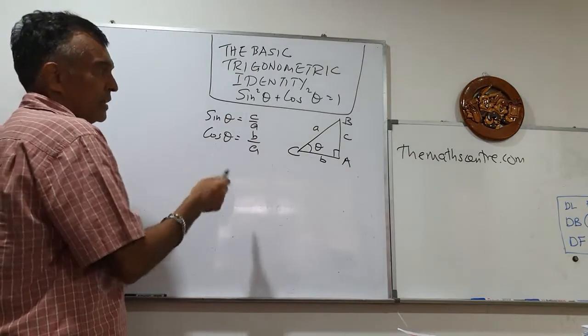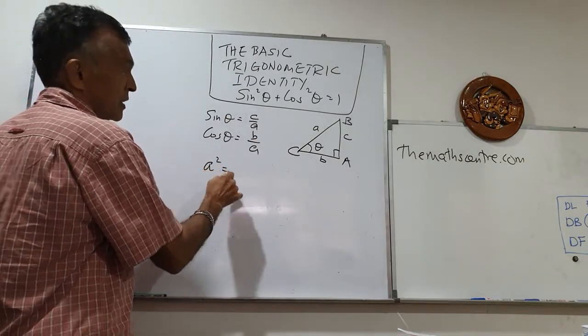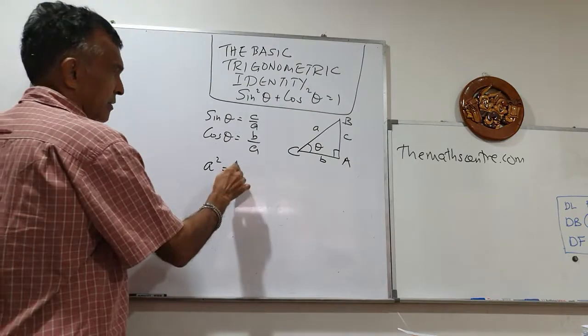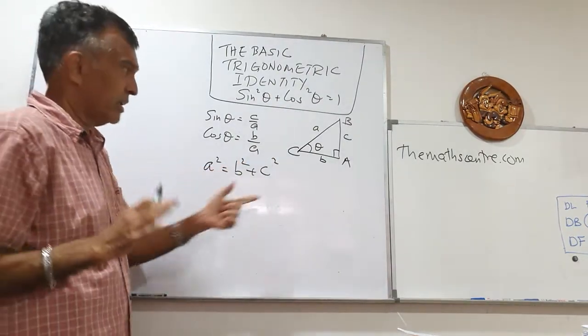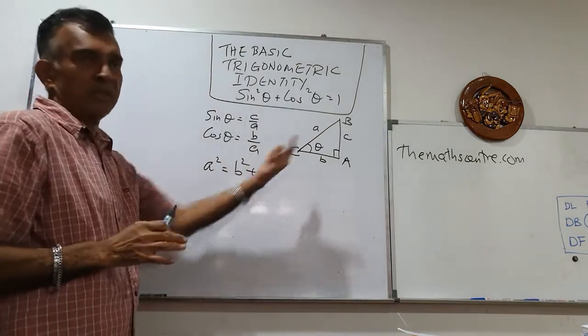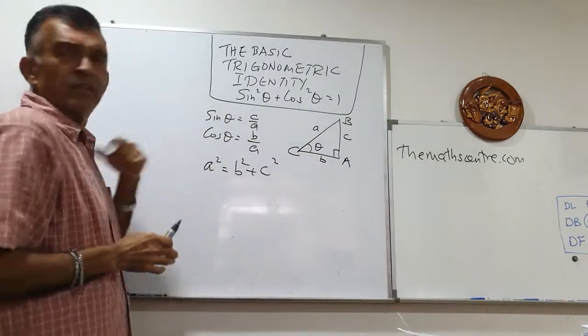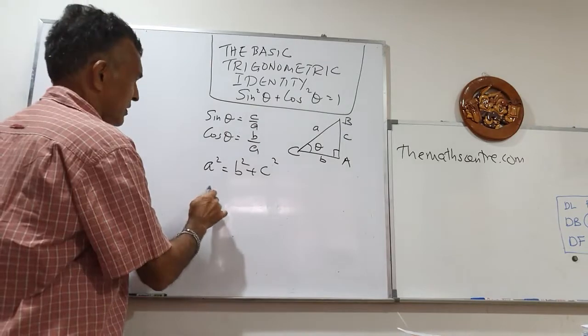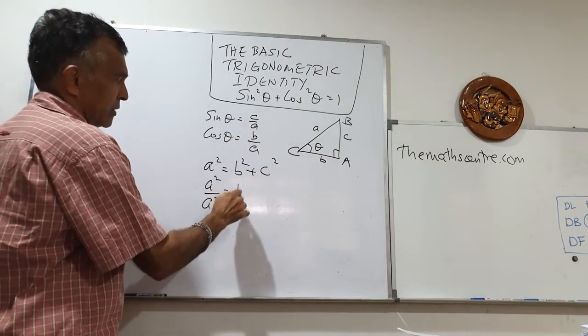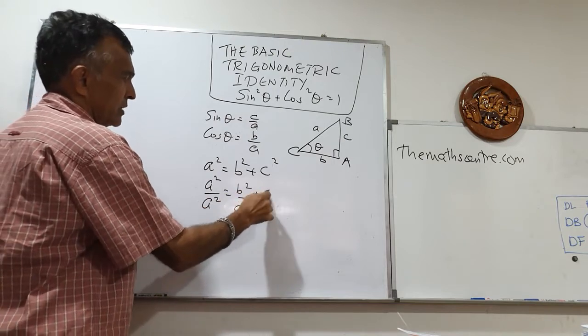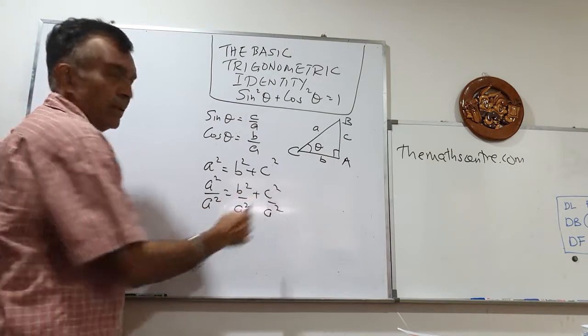Let's use Pythagoras. What is A squared? B squared plus C squared. All agree? Why don't we divide throughout by A squared? When you divide throughout by A squared, you'll get A squared over A squared equals B squared over A squared plus C squared over A squared.